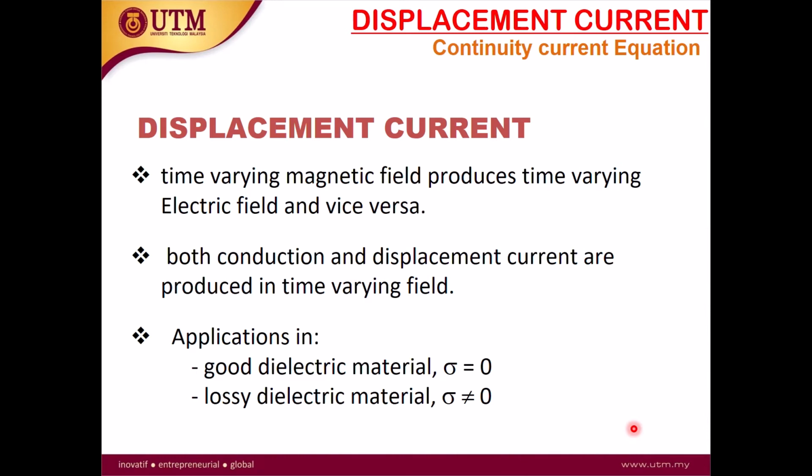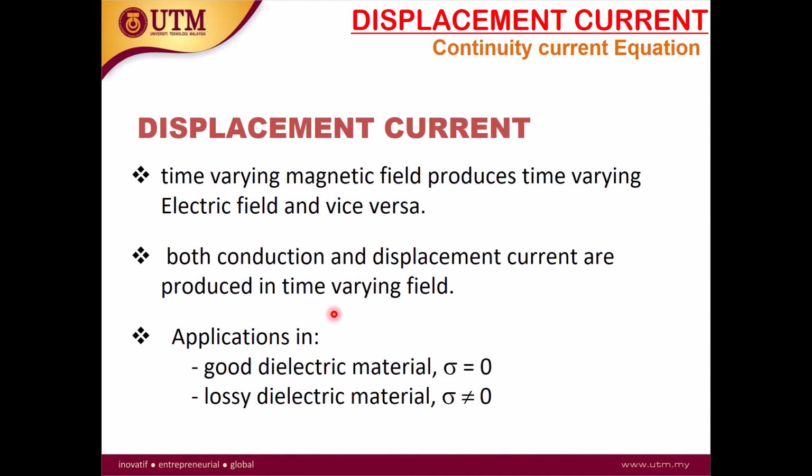Alright, so for the displacement current, basically the time varying magnetic field produces a time varying electric field and vice versa. So we can relate the magnetic field with the electric field for the time varying current. Both conduction and displacement current are produced in time varying fields. Okay, depending on the situations.